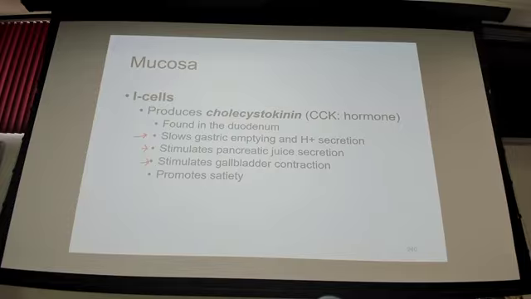All right. And then again, stop eating. Tons of fun, right? You have food already. We're digesting food you just ate, stop eating. So it promotes satiety, all right?